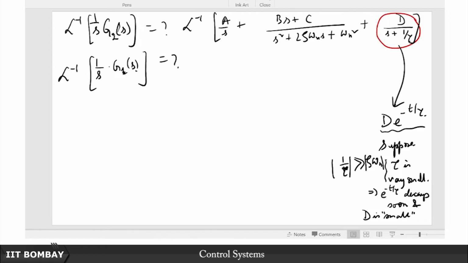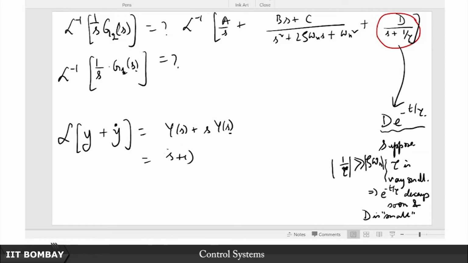What happens with the 0 is a little more interesting, in the sense that we haven't really studied the effect of 0 with respect to these Laplace transforms and their inverses. So let us see what happens with the 0. One thing we know about the 0 is that the effect of an additional 0 is like adding the derivative of a certain term to itself. Why do I say that? Suppose you have y plus y dot. The Laplace transform of this is going to be nothing but Y(s) plus s times Y(s), which is s plus 1 times Y(s). So you see, this is nothing but an additional 0.